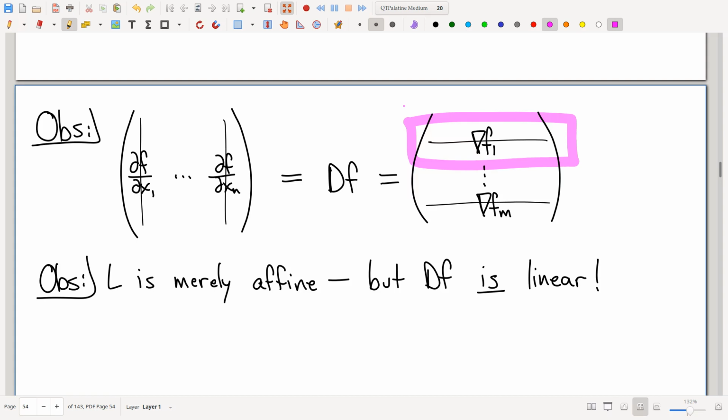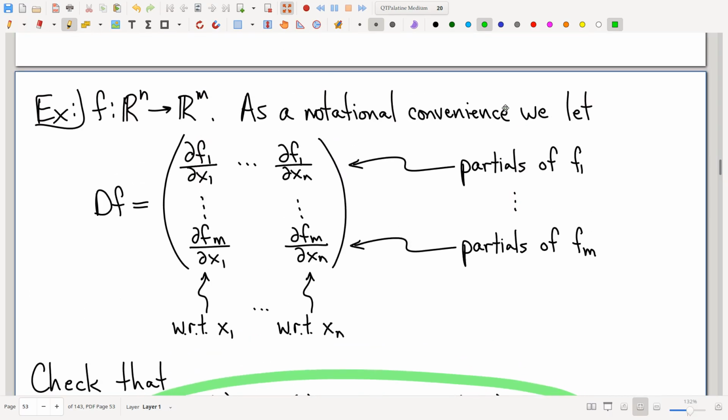The rows are gradients of specifically individual output coordinate functions. And easy to notice. Let's remind ourselves, what is the definition of a gradient? A gradient of a given function, in this case f1, is the vector whose coordinates are all of the individual partial derivatives of that function. And that's exactly what that first row is.